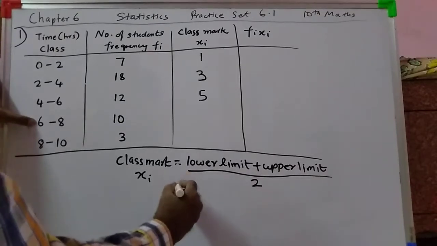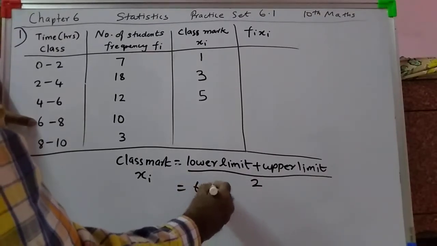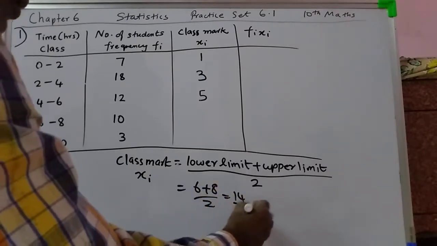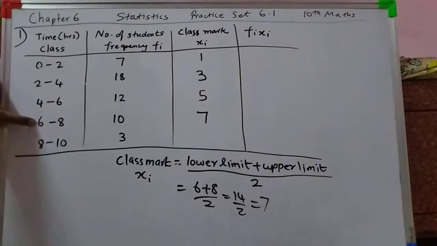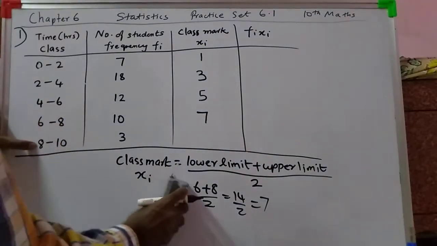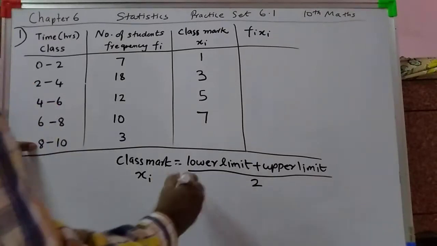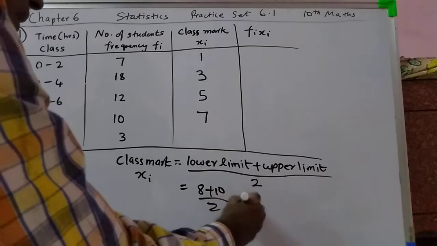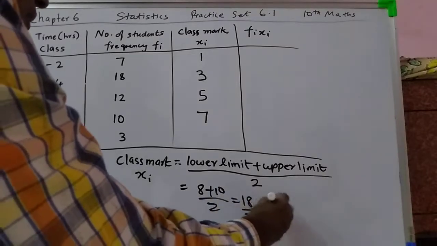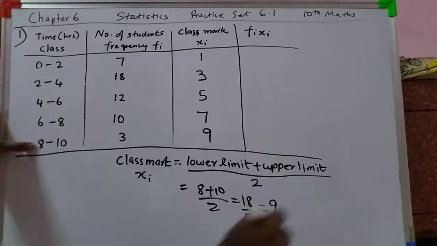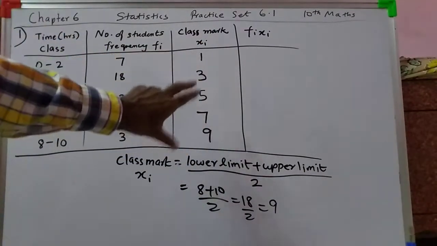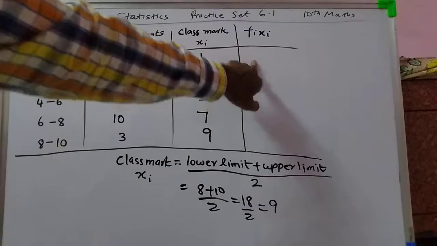Now take this, equal to 6 plus 8 divided by 2, 14 upon 2, that is 7. Okay. Next is this, equal to 8 plus 10 divided by 2, 18 divided by 2, that is 9. So this is the way you have to calculate class mark. Okay, simple.